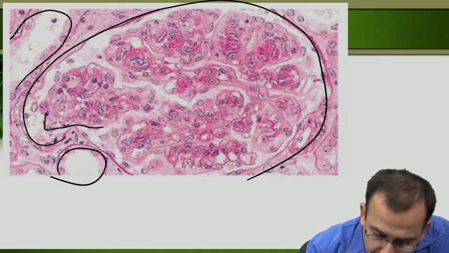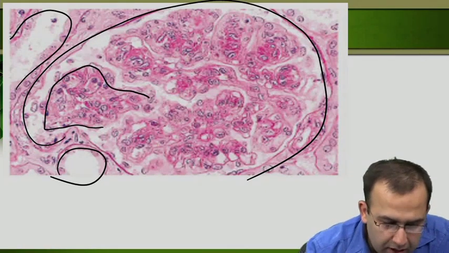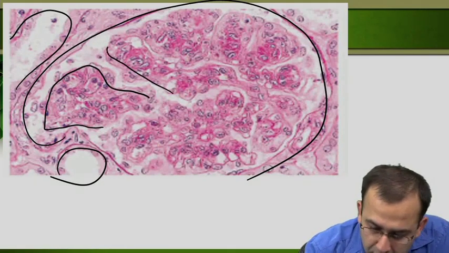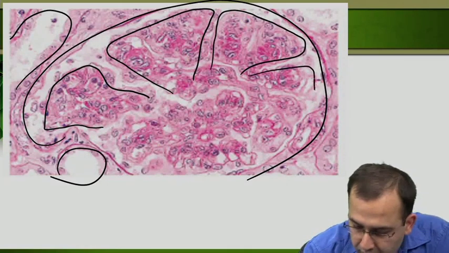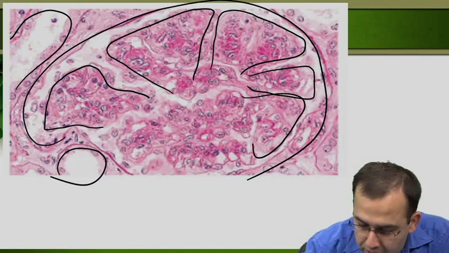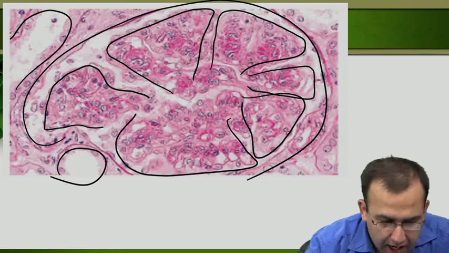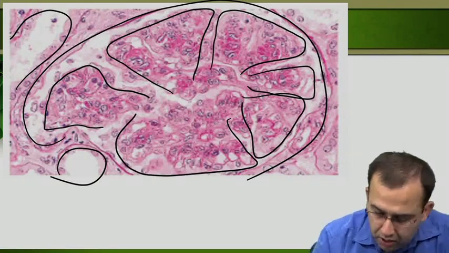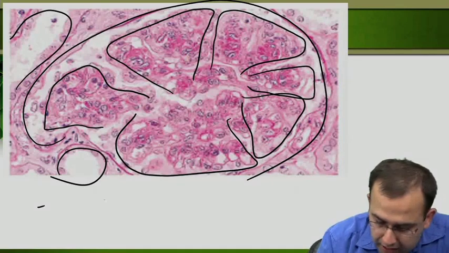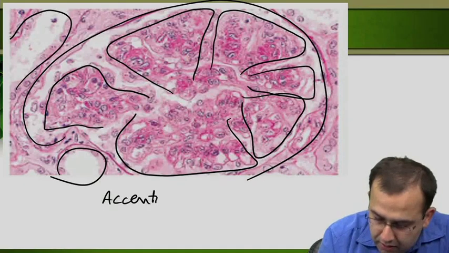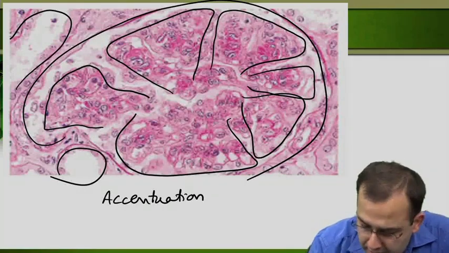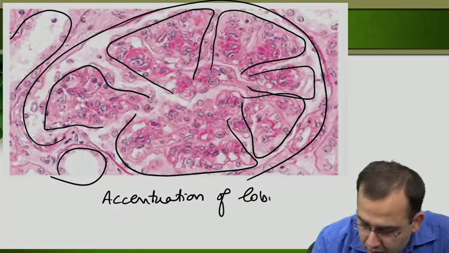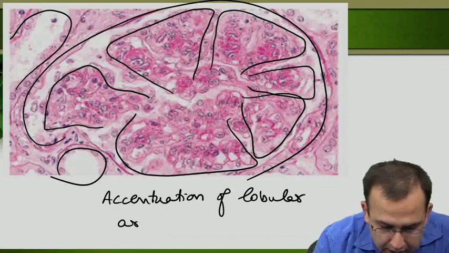The problem is that the capillaries are aggregated together to form lobules. Capillaries are aggregated together to form lobules. This is called accentuation of lobular architecture. Accentuation means increase. Accentuation of lobular architecture.